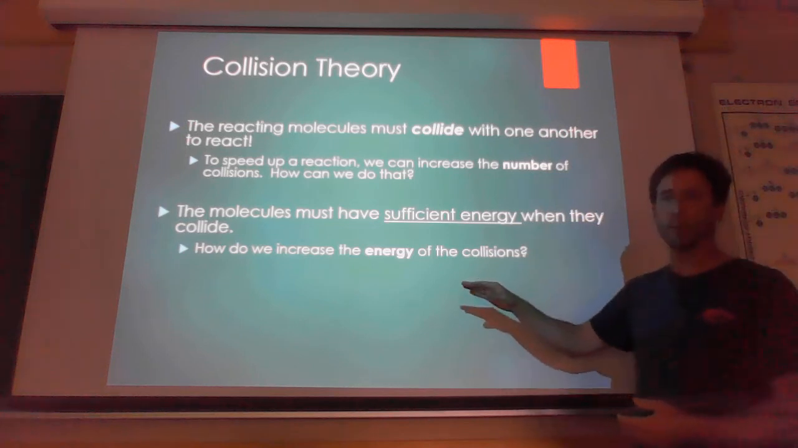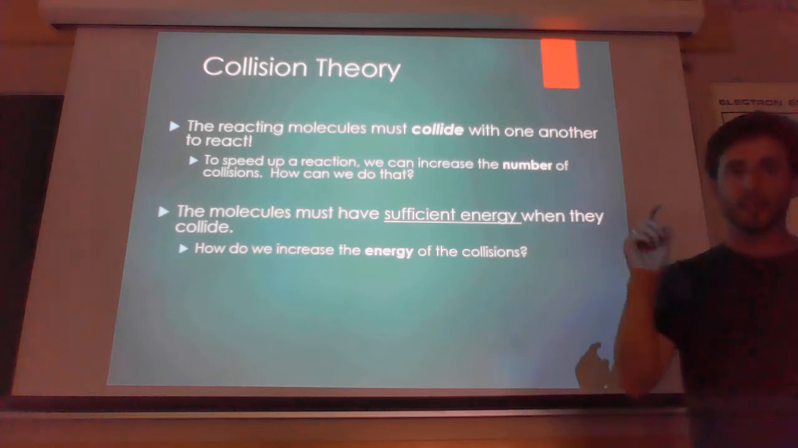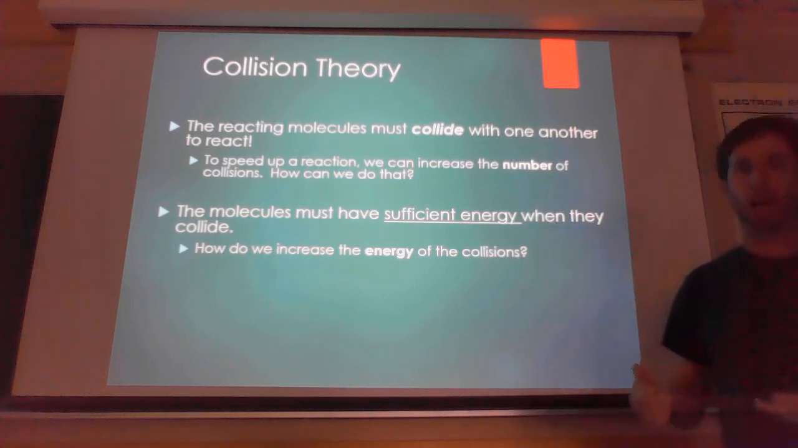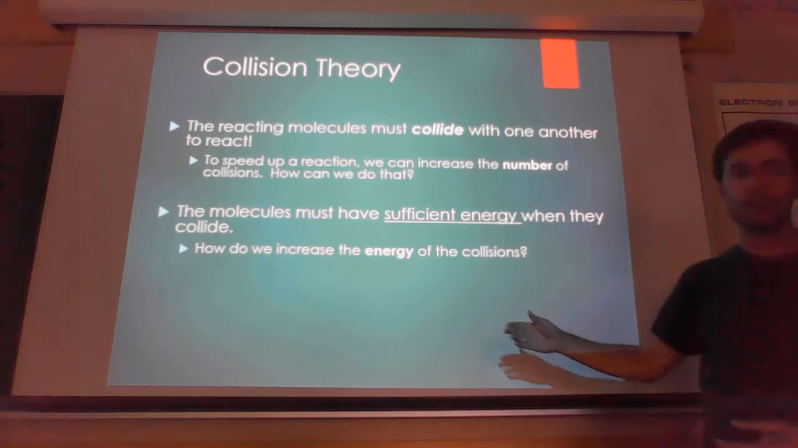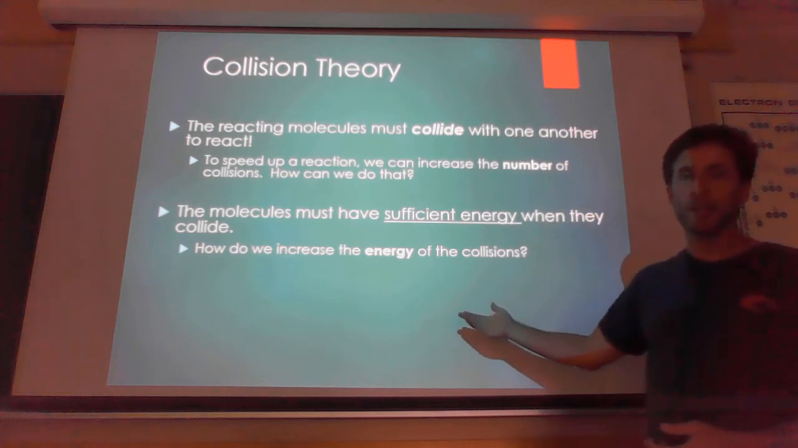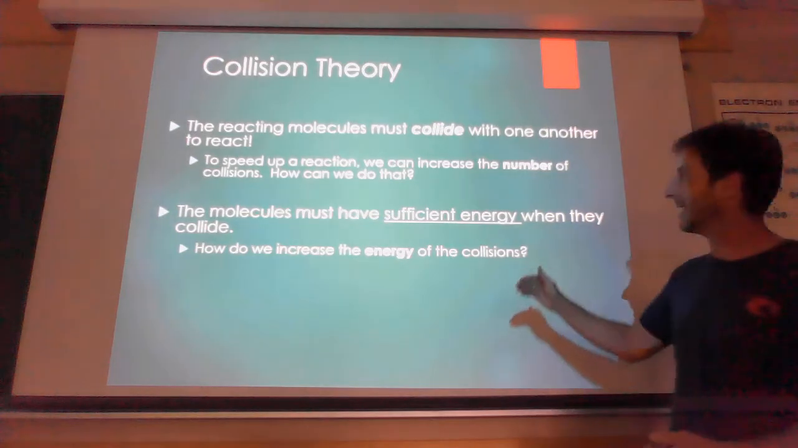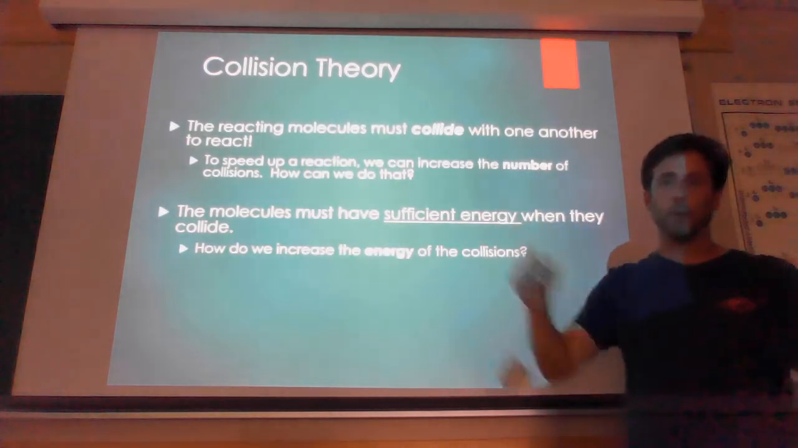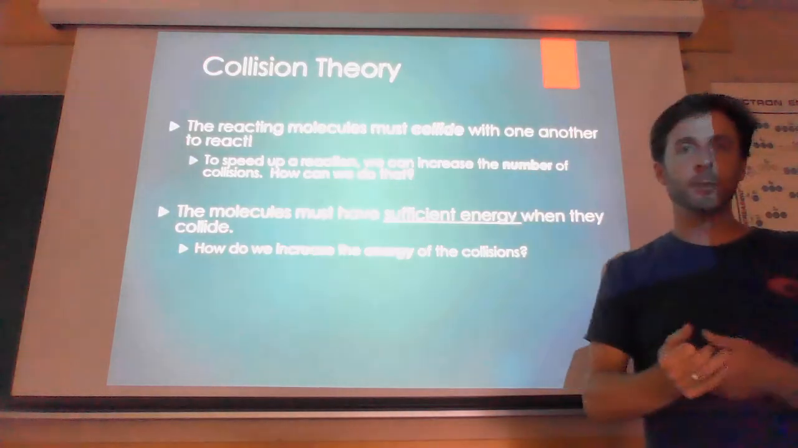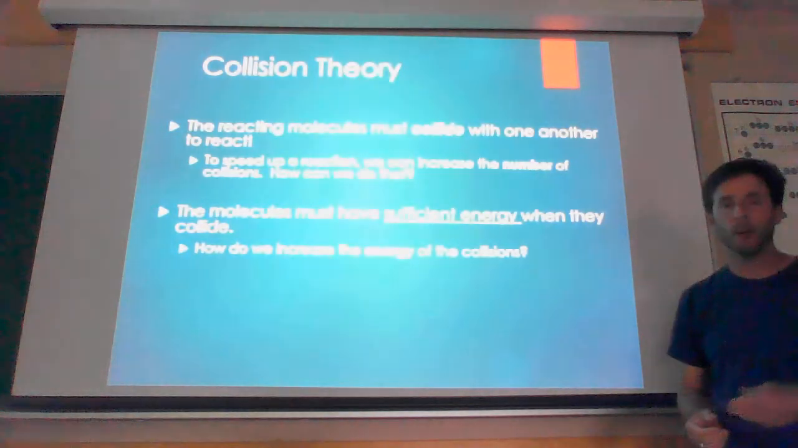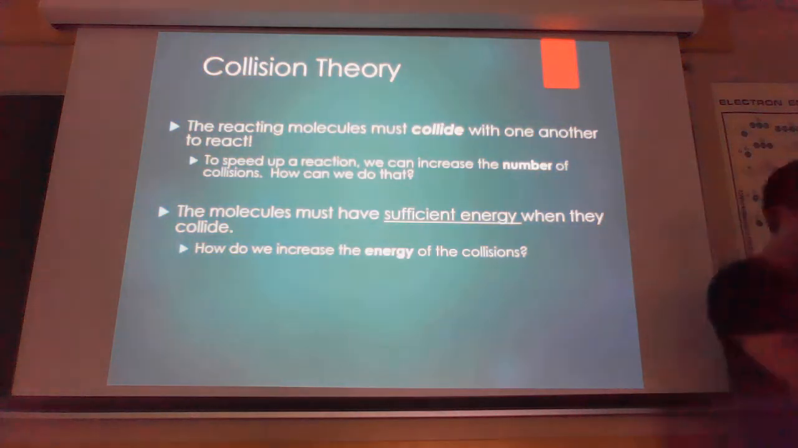Okay, now how do I do that? Well, if I want the particles to move faster, yes, I can affect the physical state and increase it that way, but really the most common way is to raise the temperature. If we increase the temperature of the reaction, that's going to give me collisions that have more energy, and it's going to give me more collisions, because if things are moving around faster, they're also going to crash into each other more often. Okay? So temperature is probably our number one control that we can use to speed up a reaction.